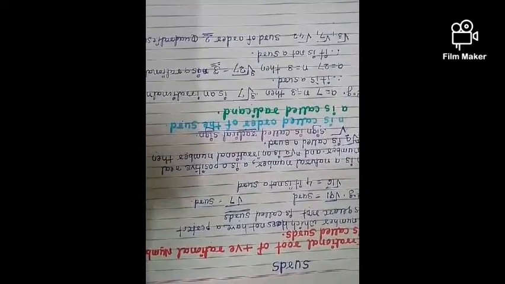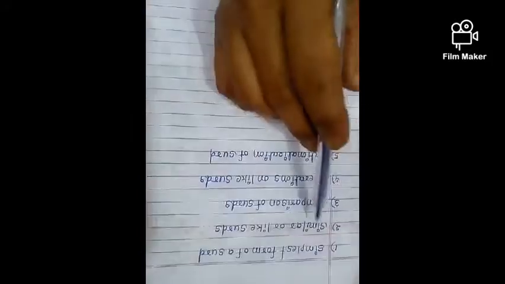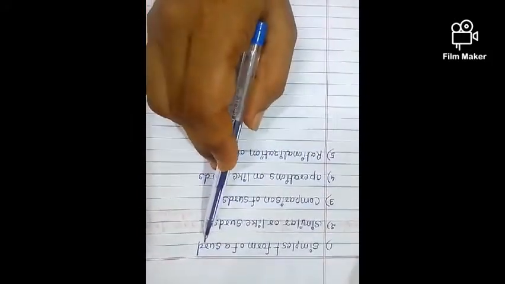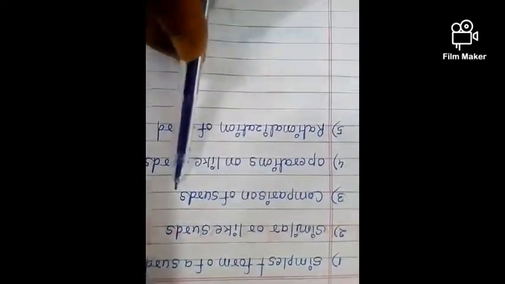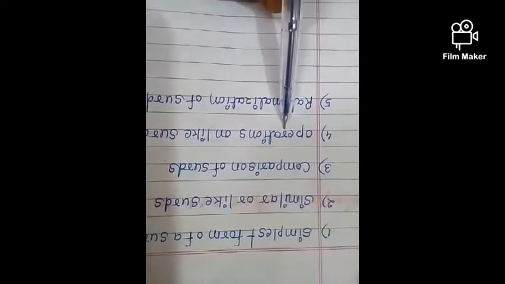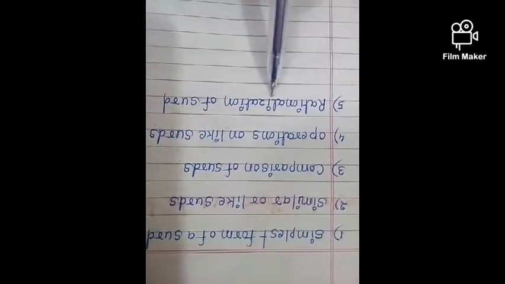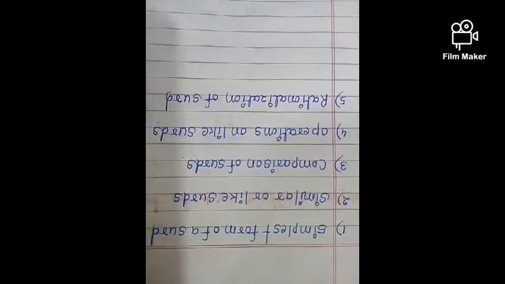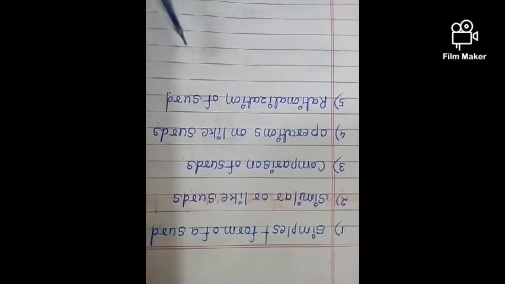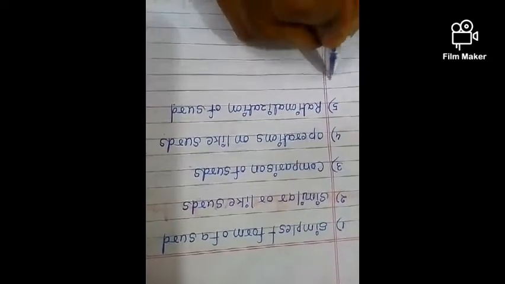So let's see how many points there are in surds. See, first point, simplest form of surd. Then second is similar or like surds. Third is comparison of surds. Fourth is operations on like surds. And last one is the rationalization of surds. Students, we are going to see these points one by one. First, we are going to see the simplest form of surd.